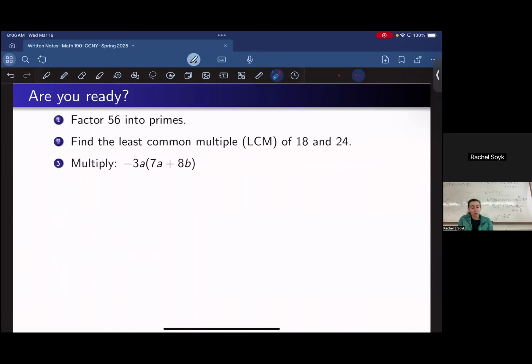Let's start with a warm-up. These 3 warm-up questions. The first one is just being able to factor 56 into primes. So think of, okay, what is our prime factorization? And so we ask ourselves, what are 2 factors, aka a factor pair of 56? And could be anything. We know 2 goes in. Do we know if a higher number goes into 56? And if so, what?